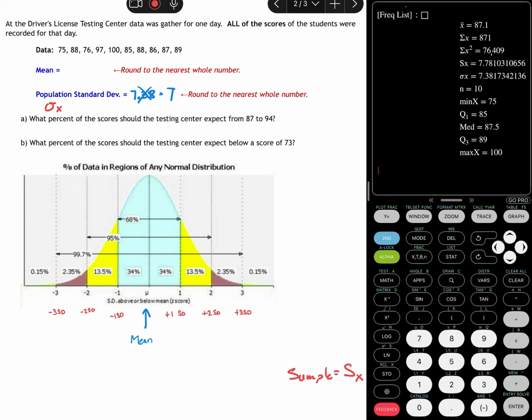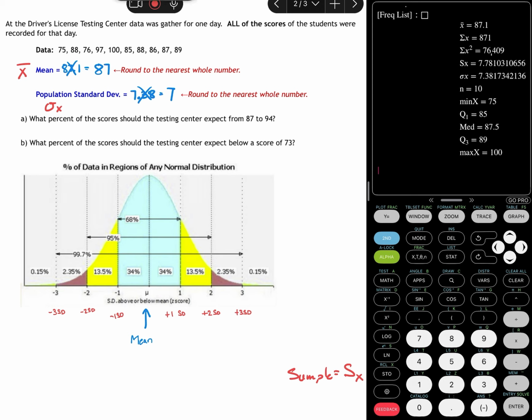And then also you're looking for the mean, and the mean is your x bar at the very top of your 1-Var Stats. It's the very first thing, and that is 87.1. So 87.1 is the mean. Now it does say to round that to the nearest whole number as well, so I'm going to round that to 87. So what does this do for us? It helps us figure out what all of these values are going to be down here.